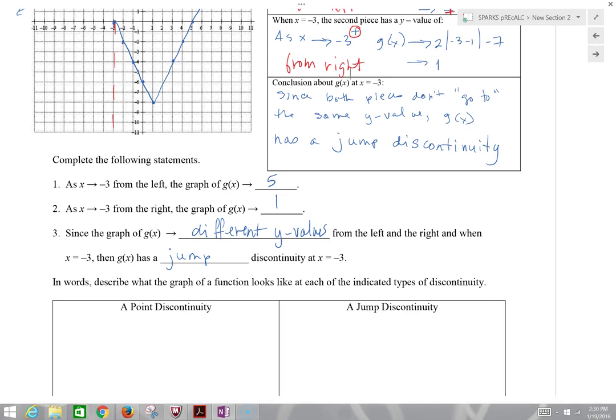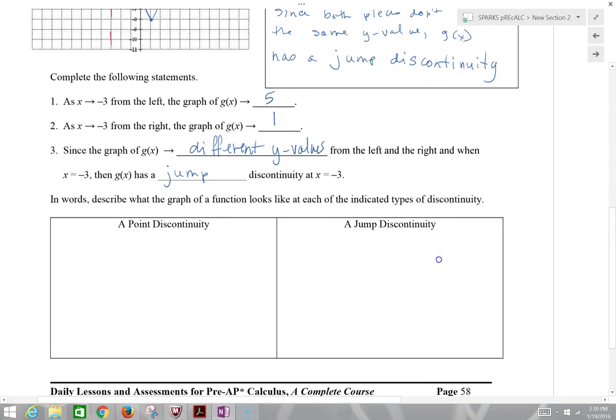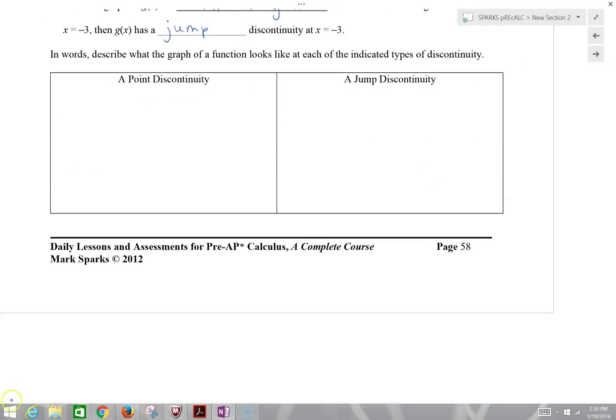So as x goes to -3 from the left, g of x is equal to 5. As x goes to -3 from the right, the graph is going to 1. Since the graph of g of x is going to a different y value from the left and the right when x is equal to -3, then g of x has a jump discontinuity at x equals -3.